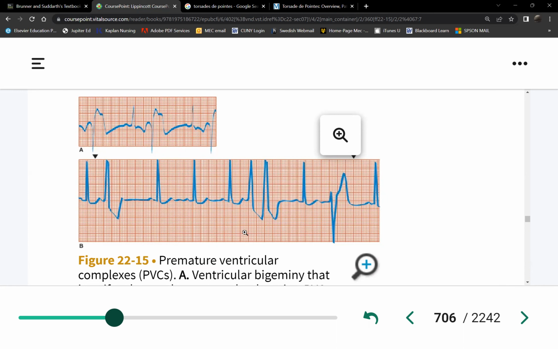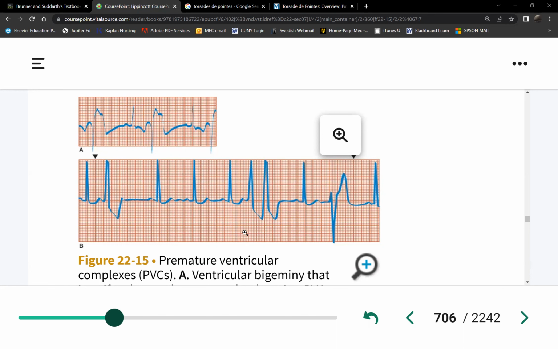So have they? Okay, unifocal. If it's the same, it's called unifocal, meaning it's likely caused by the same source. Meaning, there's that one last part of the ventricle that's throwing these irregular impulses.